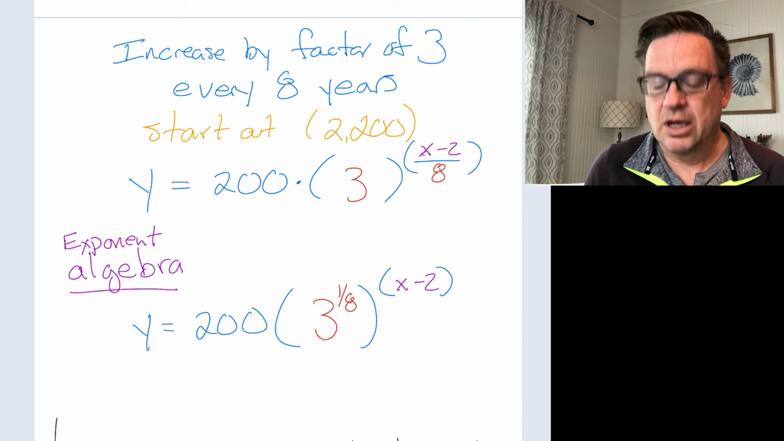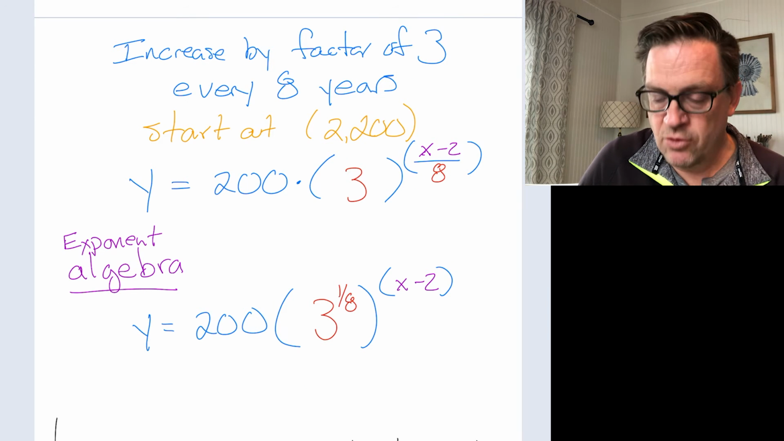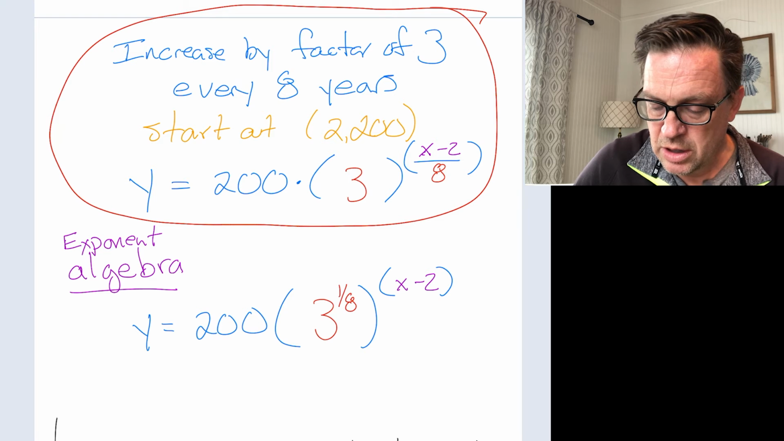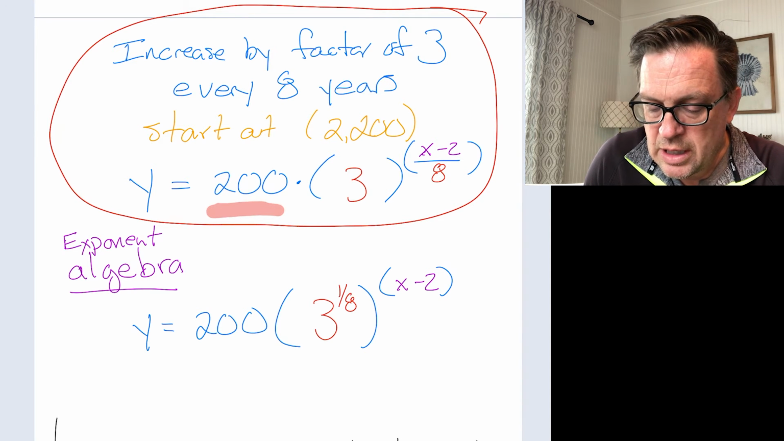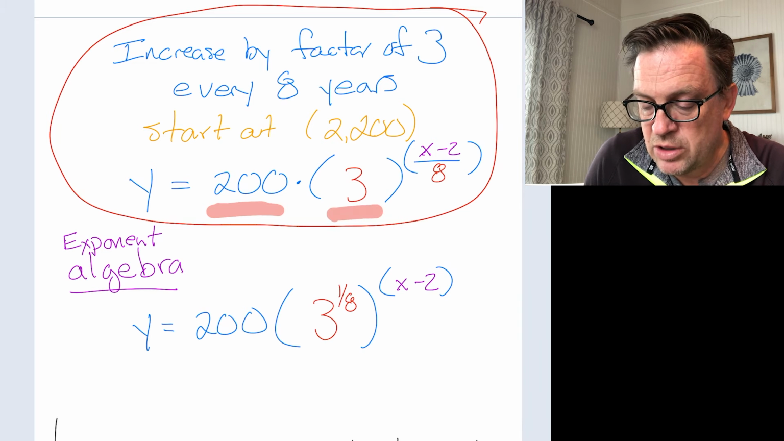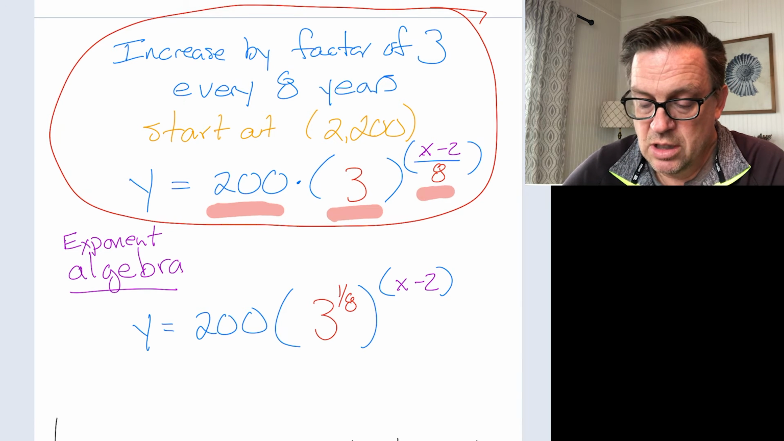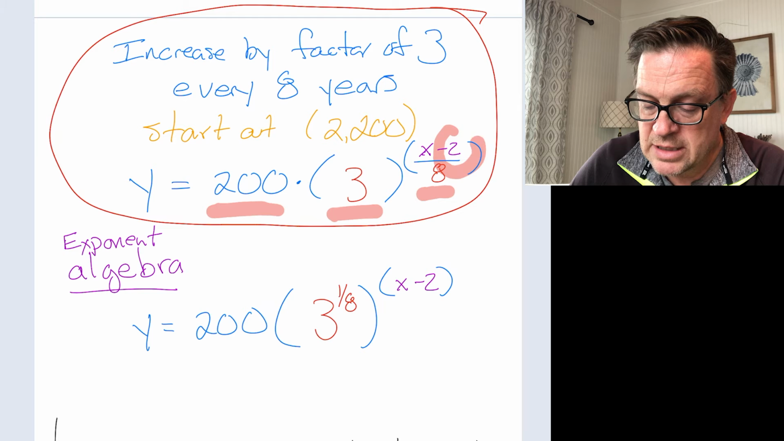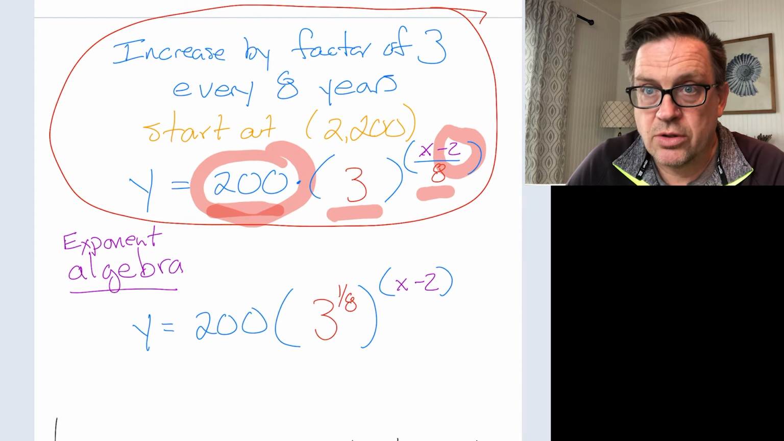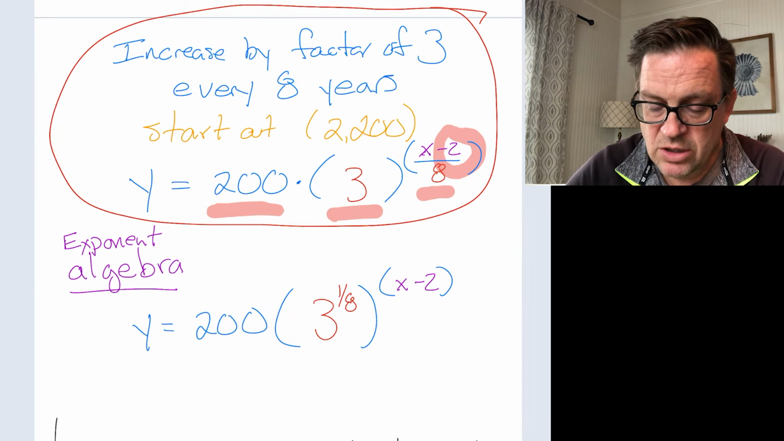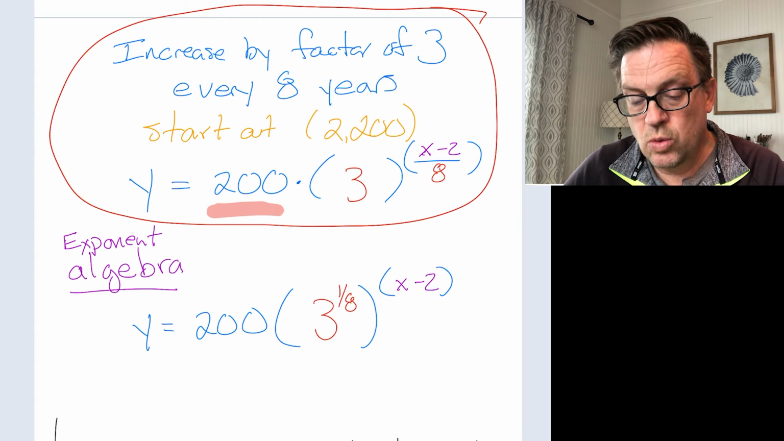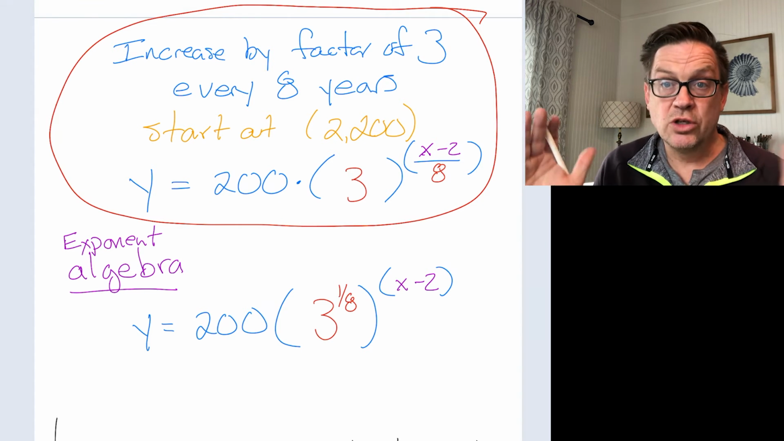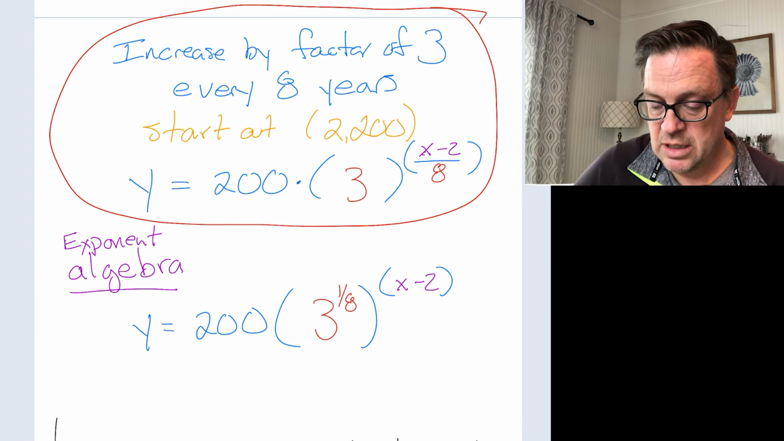So the final thing that I wanted to point out is this formula that we can do here says I've got 200 to start, and I multiply by 3 every 8 years. So I start when x is 2, I start at 200. And every so often, every 8 years, I multiply by 3. So like we did with the linear equation, we can use algebra to simplify this.